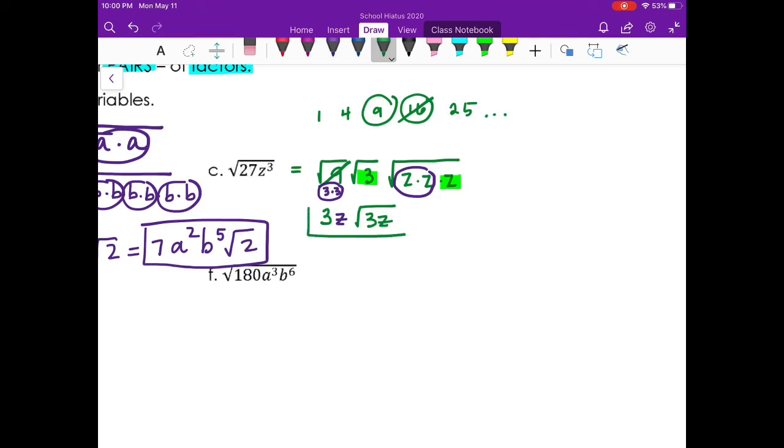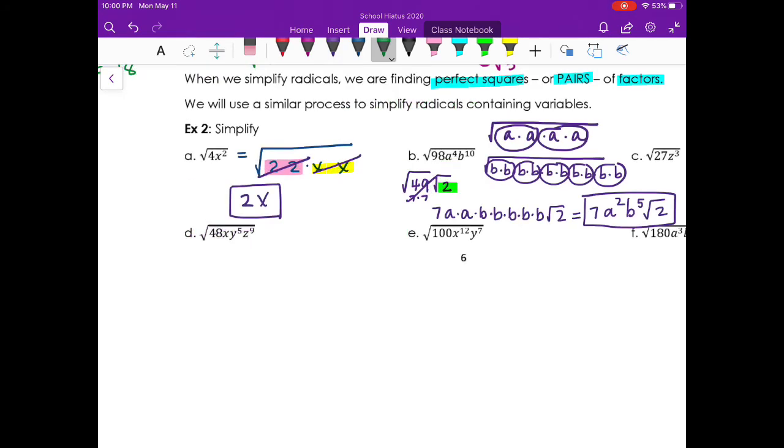For example 2D, we're going to do a similar process. Now, hopefully you've noticed that a shortcut that we can take is dividing the exponent of the variables by 2, and that'll give us the number of pairs. And then if it's odd, you'll have 1 left over inside of your radical.